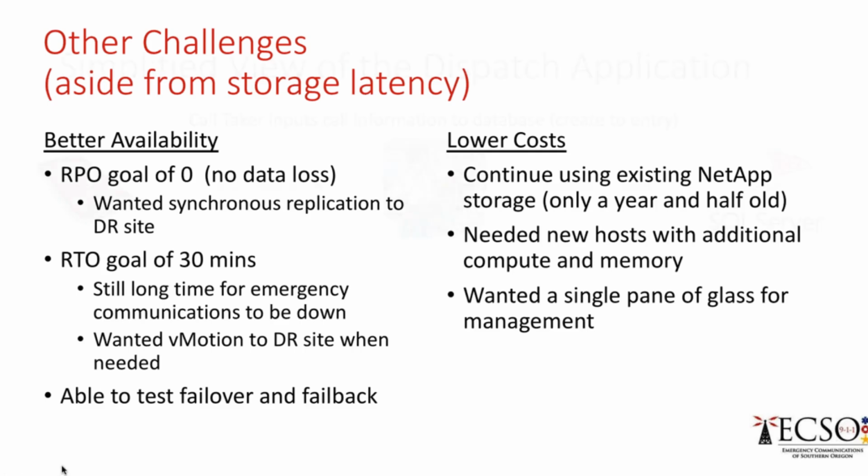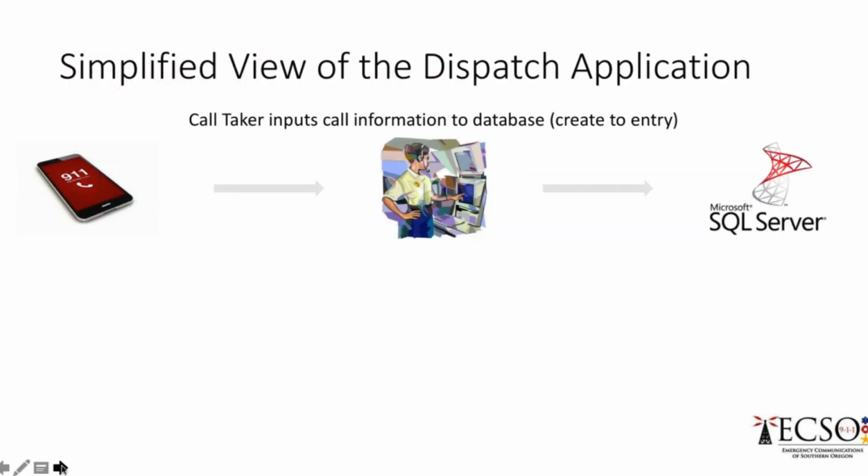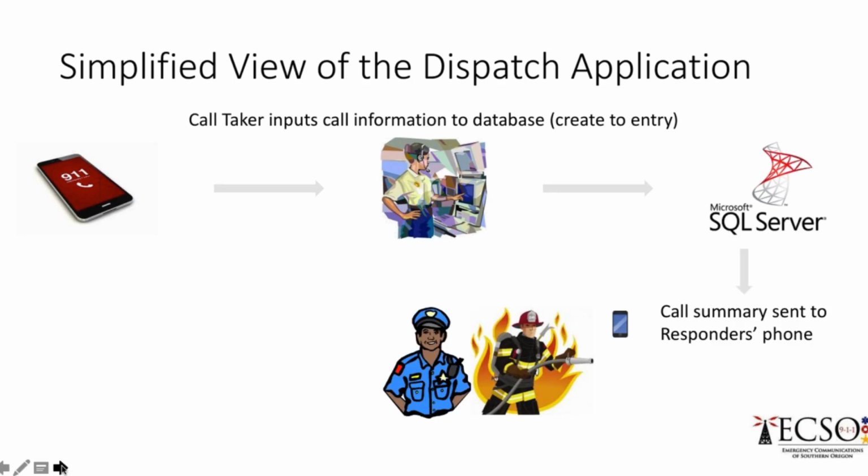So interestingly enough, when they first, actually, let me get to that in a second. Let me give you a view of that dispatch application. So the call taker inputs information to the database, right? This is what they call create to entry. Someone calls, the dispatcher will then put it into the application itself. A call summary is sent to the responder's phone. So you can imagine that the application has processed the data, figured out which are the units that are closest, which are the units that are required, and sent it to the responder's phone.